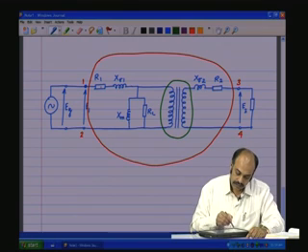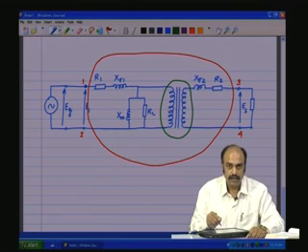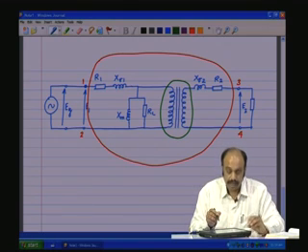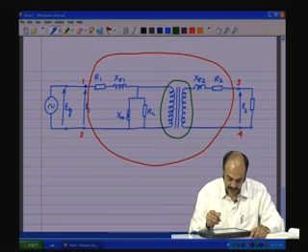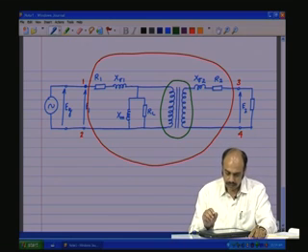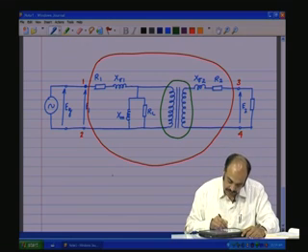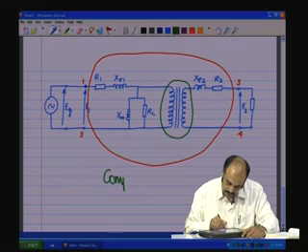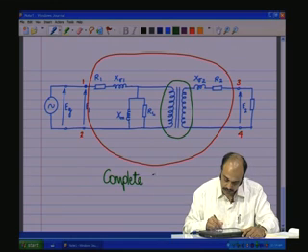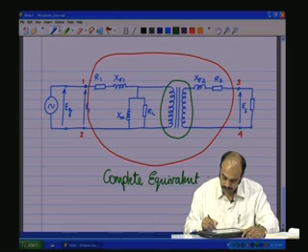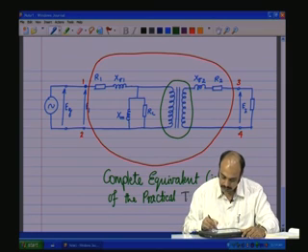However, the values of these can be obtained through some measurements which we will discuss much later, but for now this would be the complete equivalent circuit of the practical transformer.